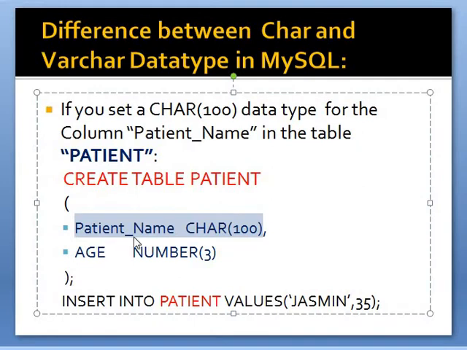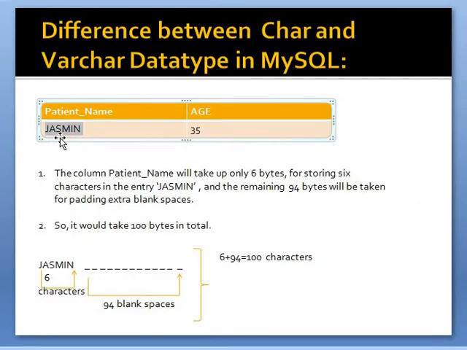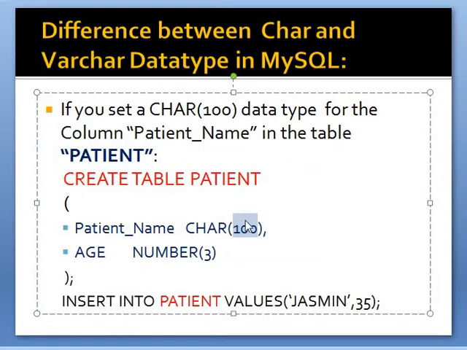But at the time of declaration of the column patient name, we have set 100 as the fixed length size, with char as the data type. So as 6 bytes of memory space will be consumed for Jasmine, then the remaining 94 bytes will be padded with extra blank spaces, because we have to utilize this full quota of 100 fixed length size.